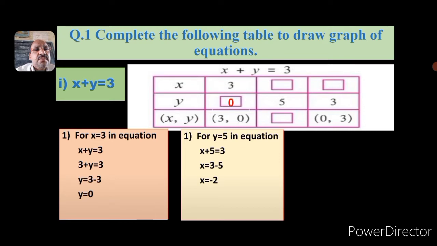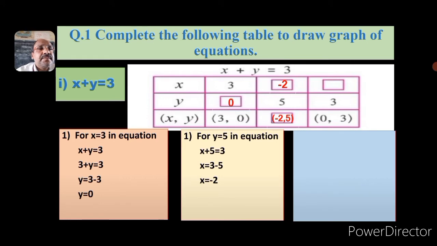Now here we put the value of x is equal to minus 2 in the given table, that is in the box. Therefore the ordered pair is (minus 2, 5). Next, for y is equal to 3 in the equation x plus y is equal to 3, therefore x plus 3 is equal to 3, that is x is equal to 3 minus 3, therefore x is equal to 0. Therefore the value of x is 0.